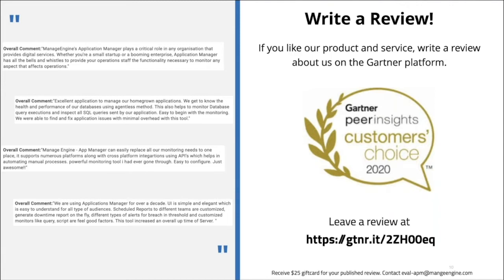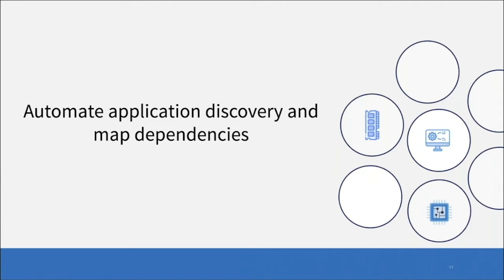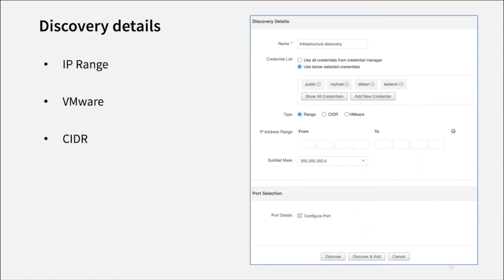Anyway, having said that, let us get back to the webinar and see what's the first item on our agenda, that is automate application discovery and map dependencies. Applications Manager facilitates discovery through the following ways, that is IP range discovery and VMware discovery for VMware virtual machines, and then the CIDR method of discovery.